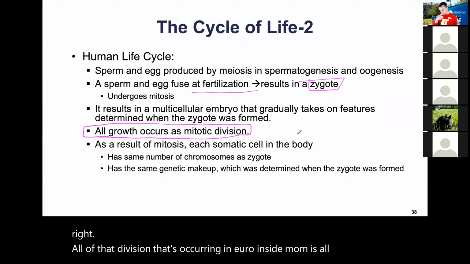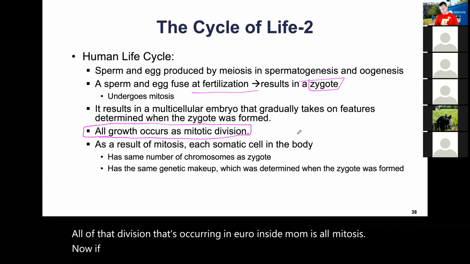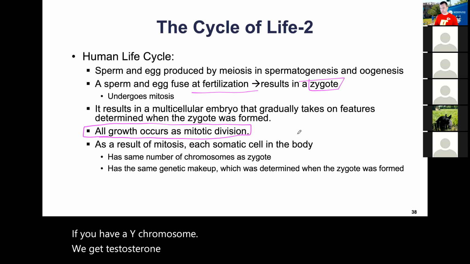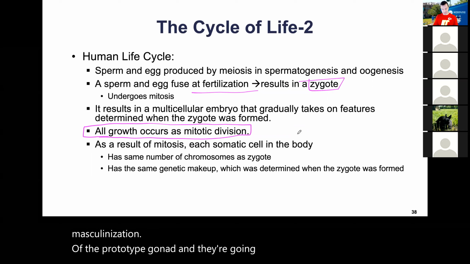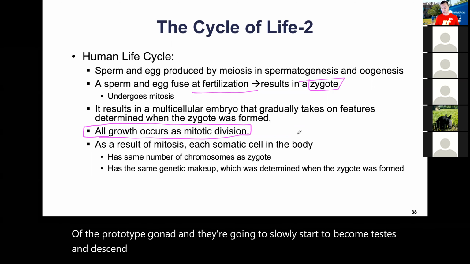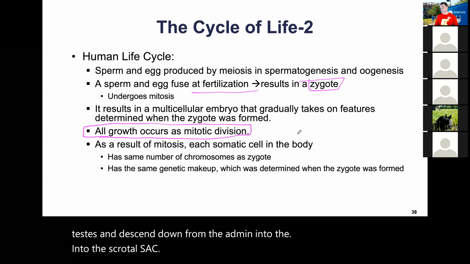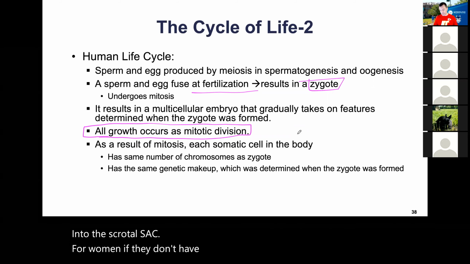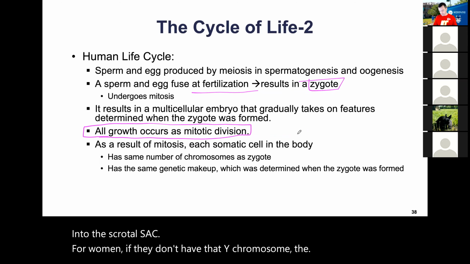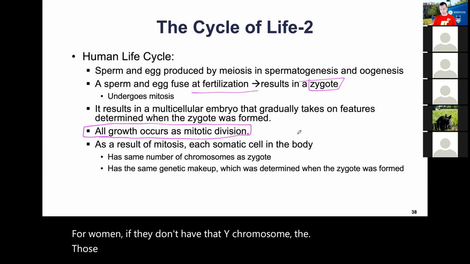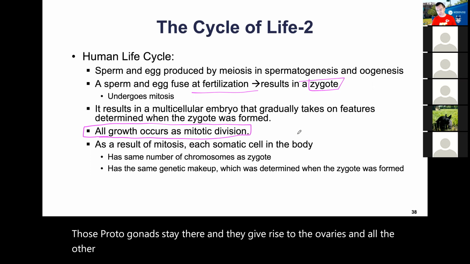Now, if you have a Y chromosome, we get testosterone production, and that is going to cause some masculinization of the prototype gonad, and they're going to slowly start to become testes and descend down from the abdomen into the scrotal sac. For women, if they don't have that Y chromosome, those protogonads stay there, and they give rise to the ovaries and all the other fun parts that are associated with a woman.